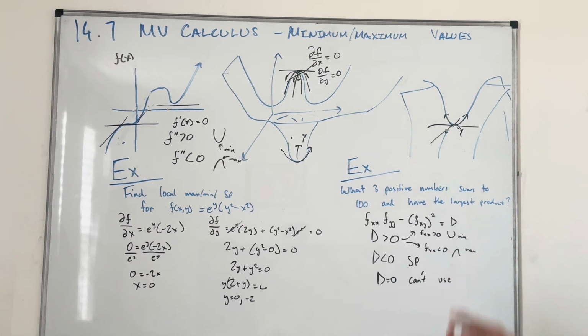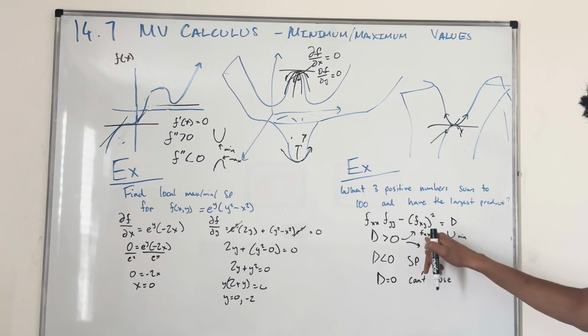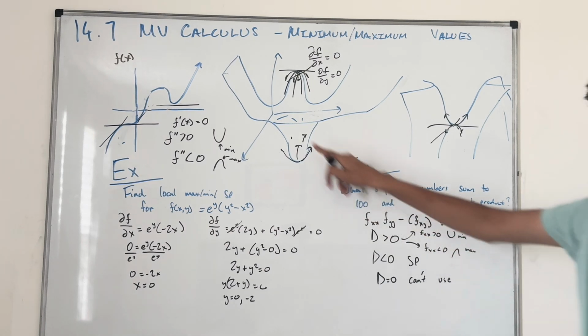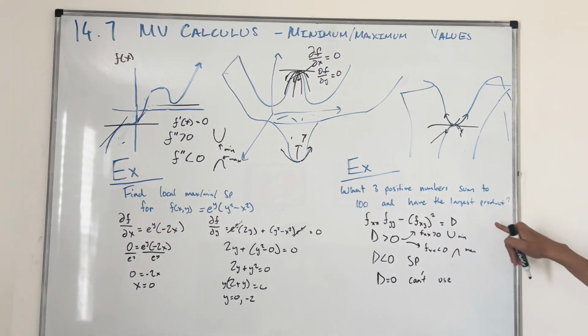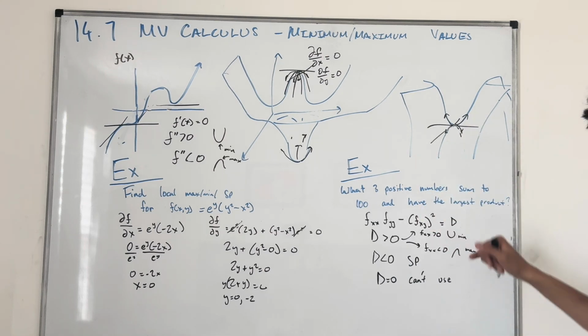And then you just use the concavity of one of them at that point. If the second partial derivative with respect to x is positive, we have a minimum, because if you take the cross section, it would be a minimum. Same thing here, except if it's negative, it would be a maximum.